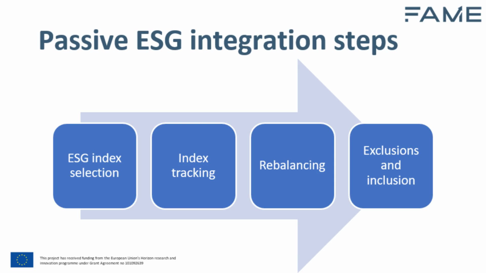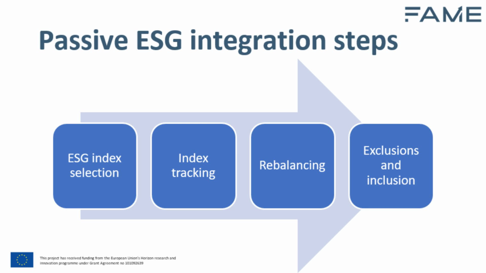1. ESG index selection. Passive ESG integration starts with the selection of an ESG-focused index. These indices are constructed using ESG rating methodologies that take into account a company's ESG performance. Examples of popular ESG indices include the MSCI ESG Leaders Index, FTSE4Good Index Series, and S&P 500 ESG Index.